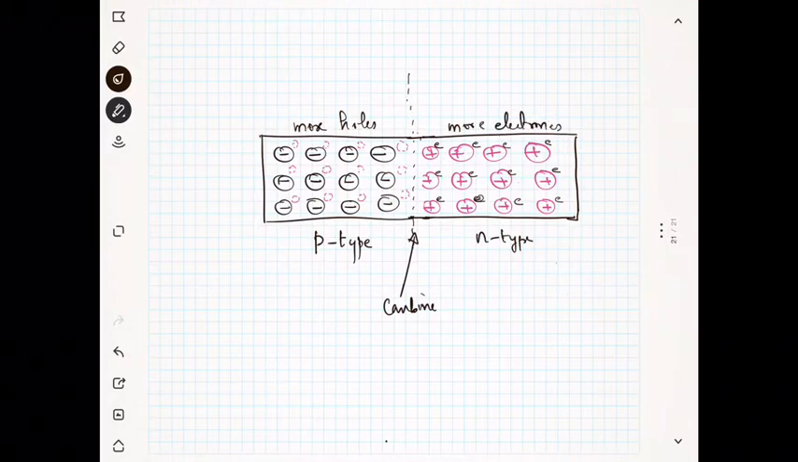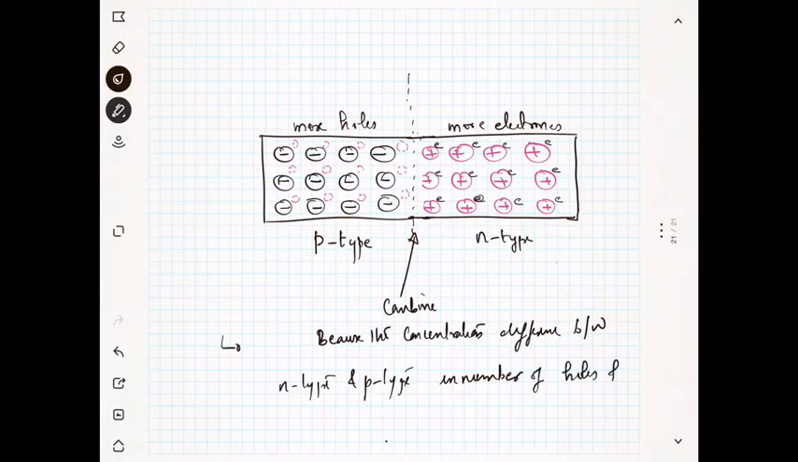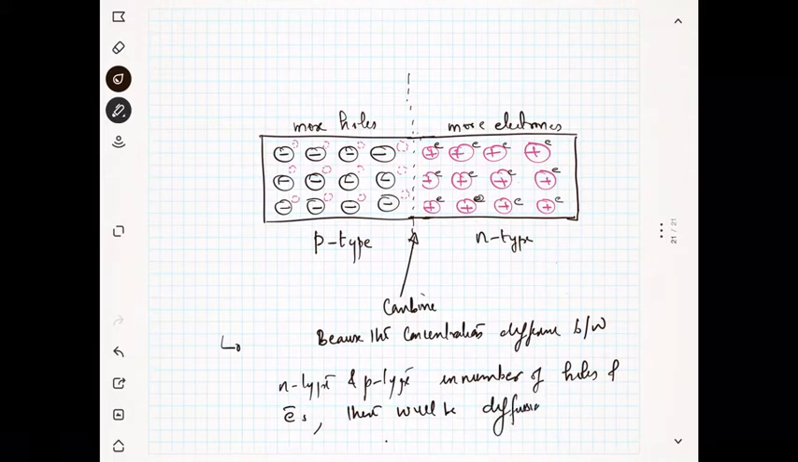Since the concentration of the holes is greater than electrons, or we can say that there is a difference in the number of holes and the number of electrons, the right side is our n-type semiconductor and the left side is our p-type semiconductor. Since there is a concentration difference between the n-type and p-type in the number of holes and electrons, there will be a phenomenon which is known as diffusion.